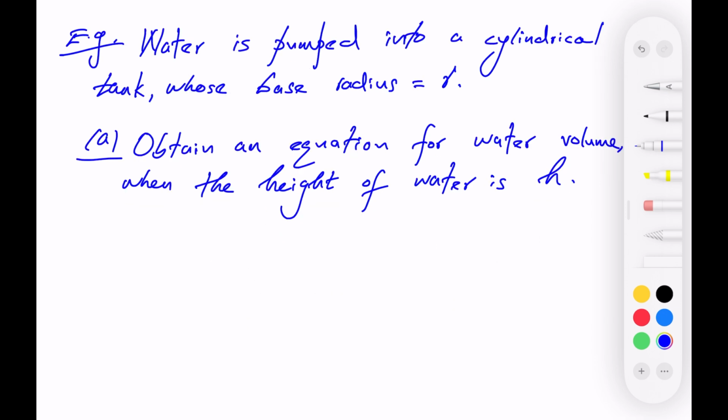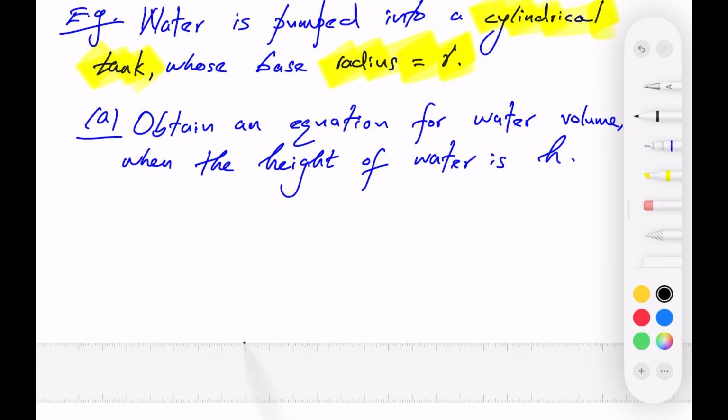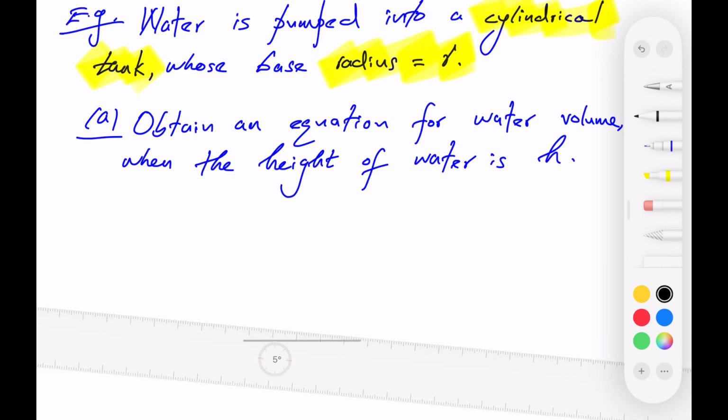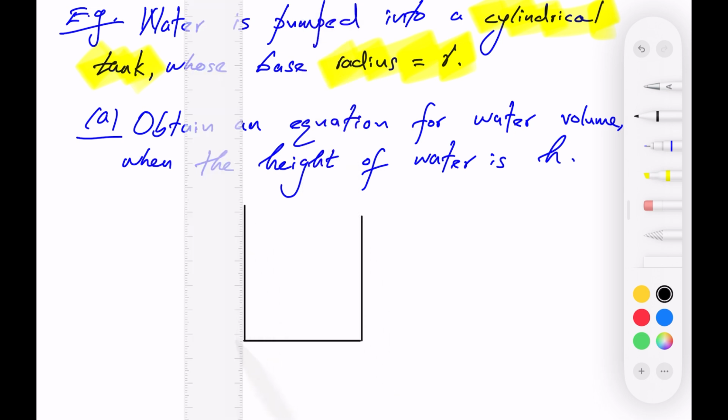So before working on anything in this problem, we need to read this question carefully, and then we can draw a diagram, and then we can do the differentiation. Water is pumped into a cylindrical tank whose base radius is equal to r. So let's go ahead and draw a cylinder. The base radius is equal to r. Let's say this is the base of the tank. Let's assume that this is our tank. We're going to pump water into this tank.